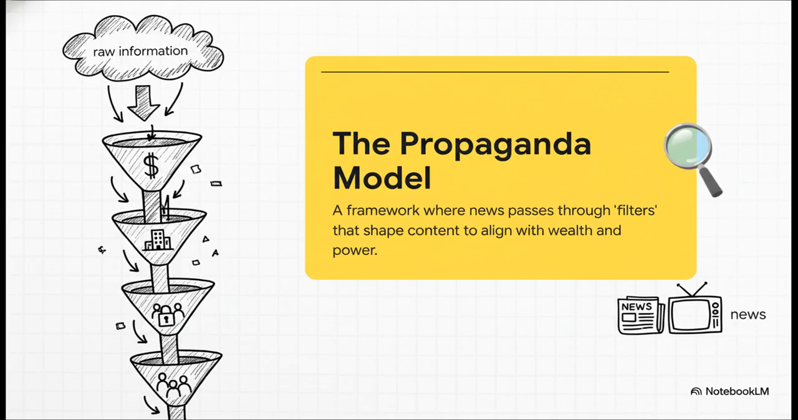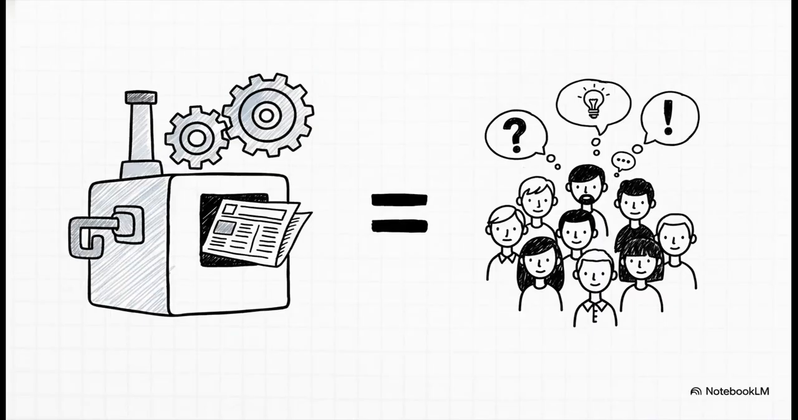And these filters, according to the model, aren't random. They systematically weed out certain kinds of stories and points of view while pushing others to the front. Now, this is a really important point to get. The authors are very clear that this model is about how the media performs, what kind of content gets produced, and how it gets framed. This is not a theory about media effects. It doesn't claim that we, the audience, are just passively soaking this stuff up and believing all of it. It's an analysis of the media industry itself.